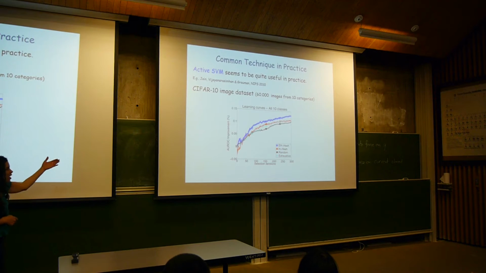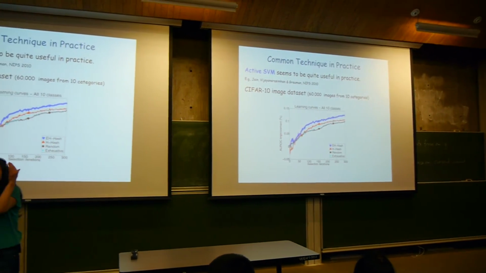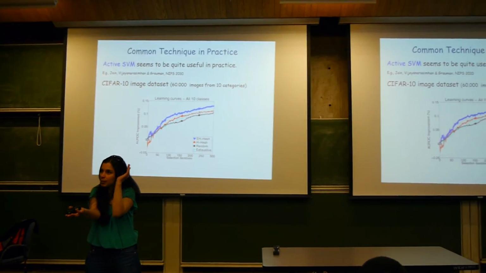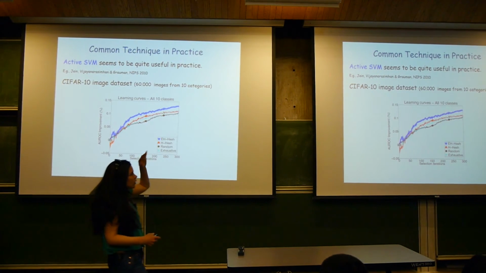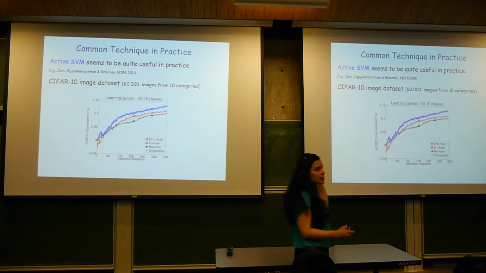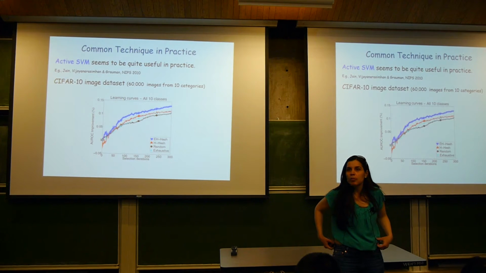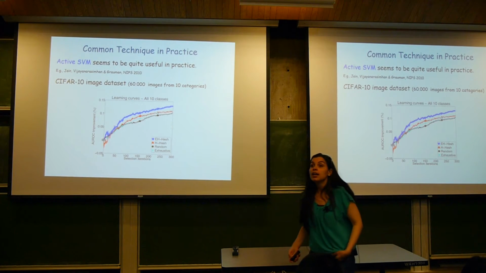It also does better, but the gap is a bit smaller, on a different image data set, something called the CIFAR data set, which is very commonly used in computer vision.